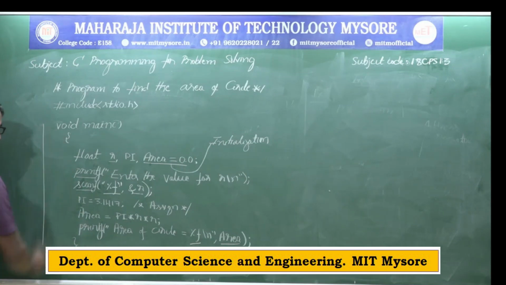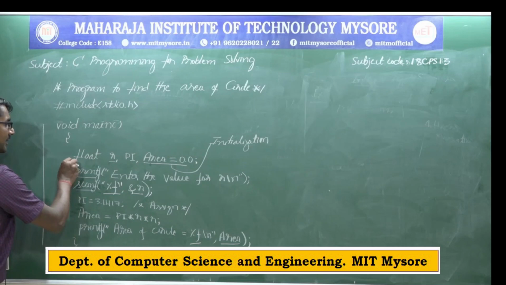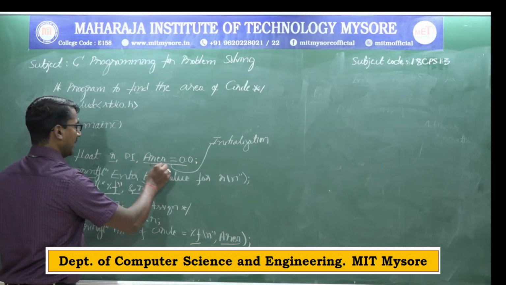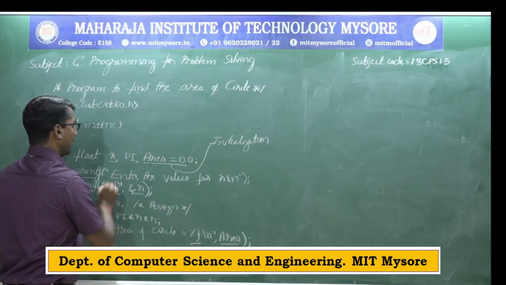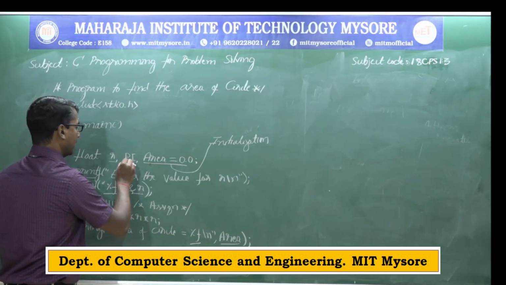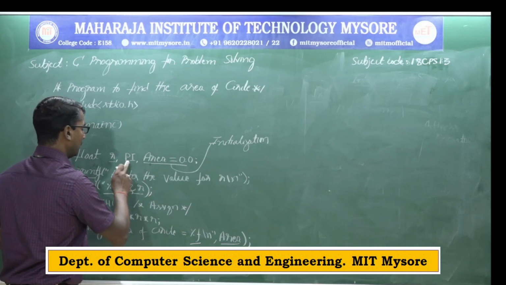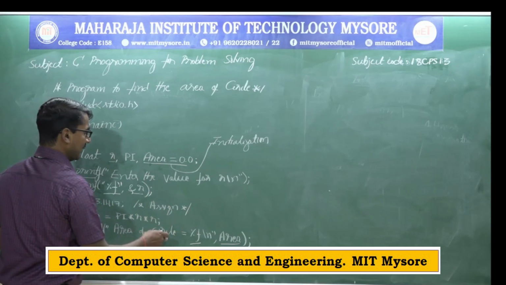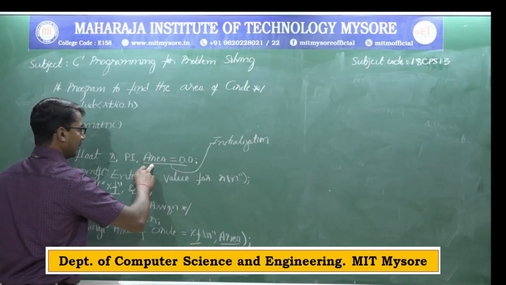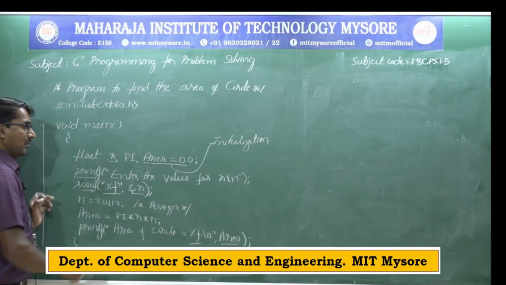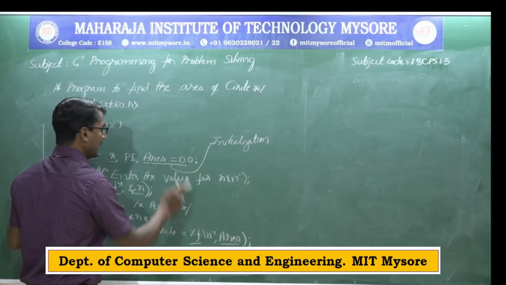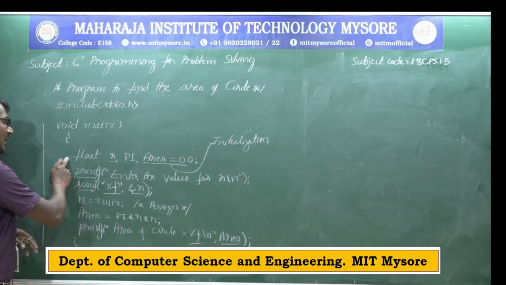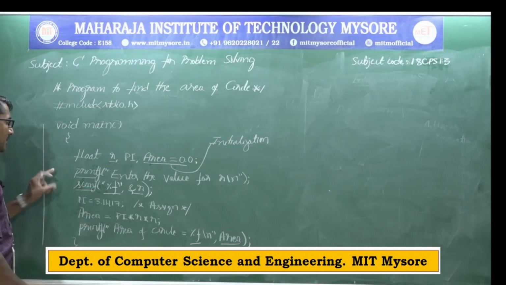So in this program, declarations are performed. In the declaration, three variables: r, pi, area. R is the variable for getting input, pi is for assigning the constant value 3.1417, and area is the output variable. After calculating the area, the value will be stored in the variable area. So area is initialized to 0.0. The initial value of area is 0.0. Okay, this is variable declaration and initialization.